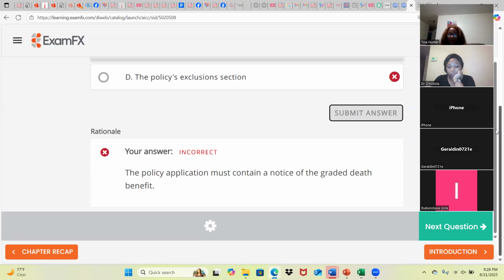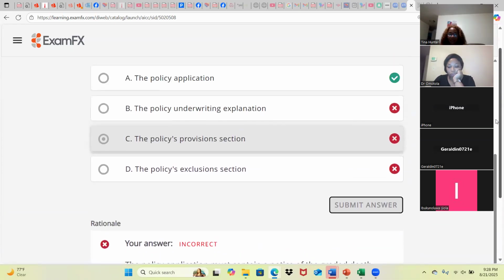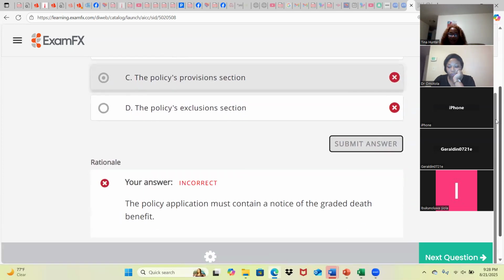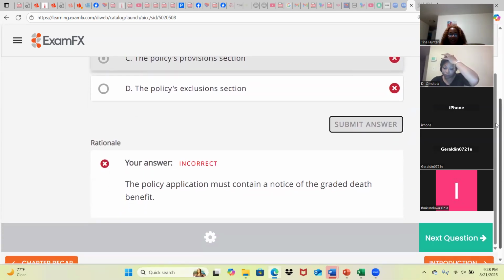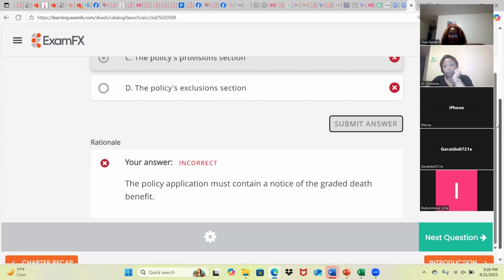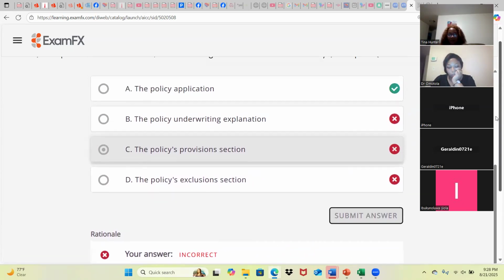Now goodness, we know. Policy application. Policy application. That's surprising. Correct. But what's the policy underwriter explanation? Because I would love my guess.